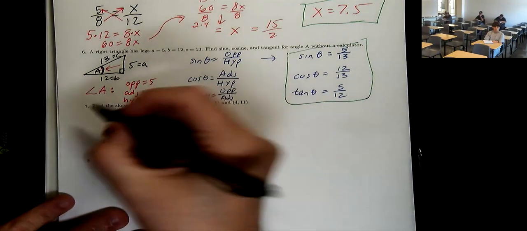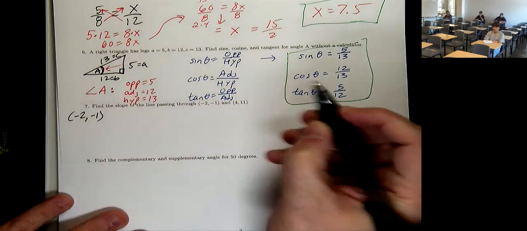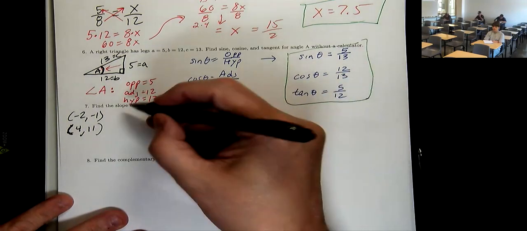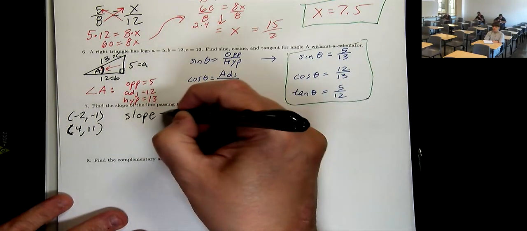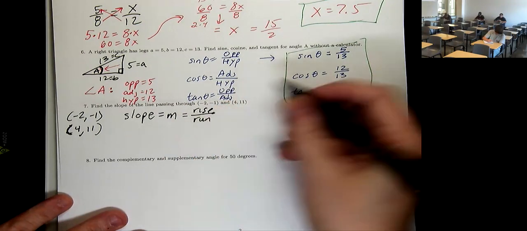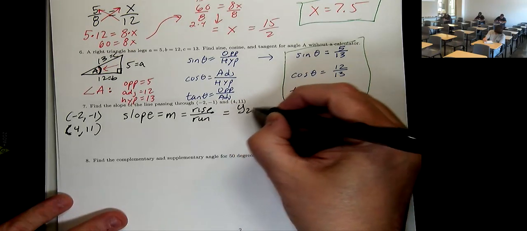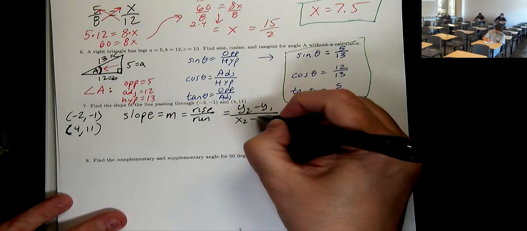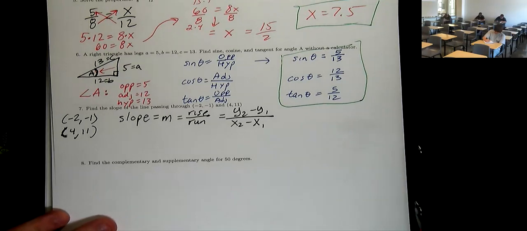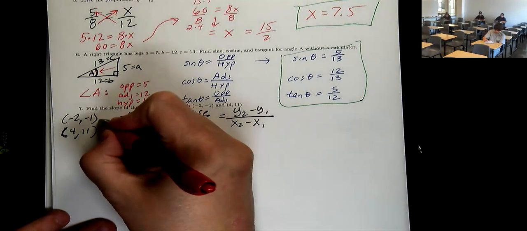All right, the next one gives us 2 points. One is -2, -1. The other is 4, 11. And it says find the slope. The slope goes by m. That's our rise over run, and it's y2 minus y1 over x2 minus x1. You will get the same correct answer no matter which one you label as 2 and which one you label as 1. So pick the ones you like. I'll just use them in order.